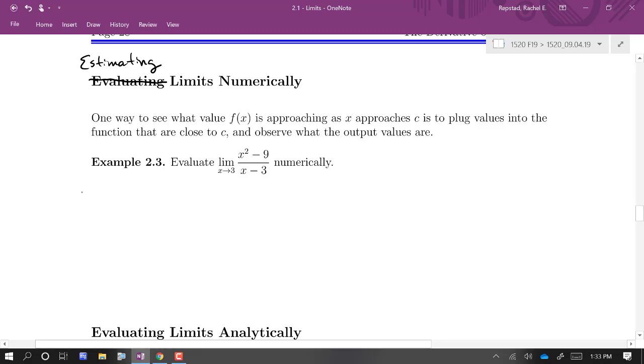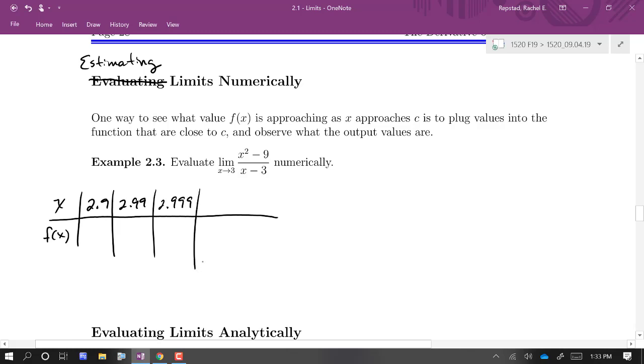I'm going to make a little table. I'm going to sneak up on 3 from below, so 2.9, 2.99, 2.999. And I know that in order for the limit to exist, it has to exist from both sides, so 3.1, 3.01, 3.001. I'm going to show you a nice feature of the calculator that might save us a little bit of keystrokes.